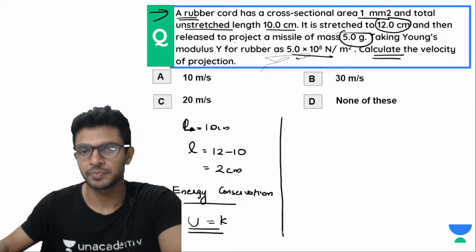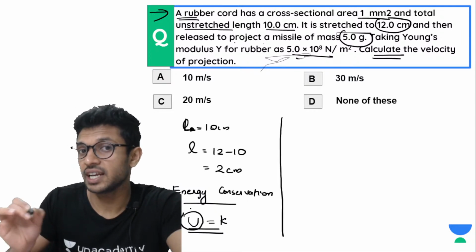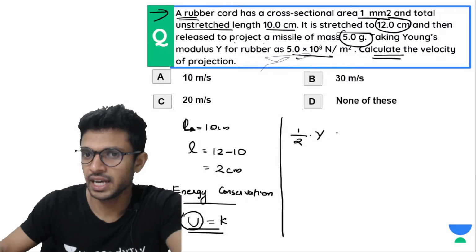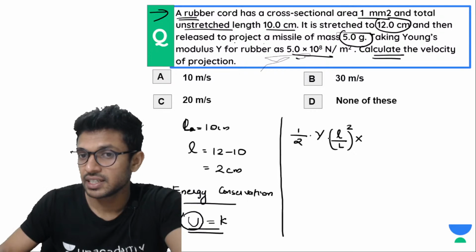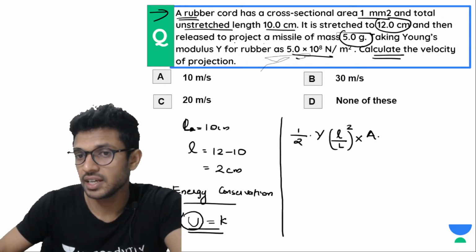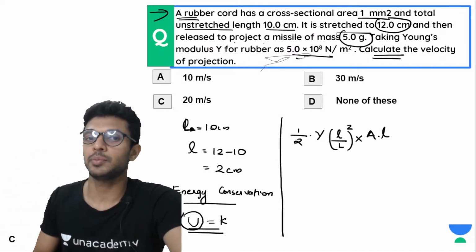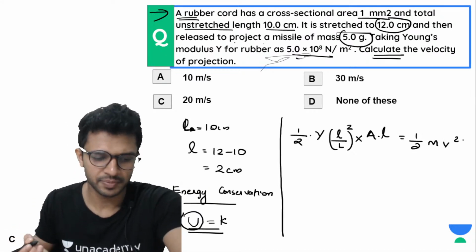Now shall we do this? It's a small one. Tell me, what is the formula for potential energy stored in a stretched string? Half, Young's modulus, into the square of the strain, that is small l by capital L, the whole square, into, this is the energy density. Now you have to multiply it with volume, area into length. Okay? So this will give you the total energy stored inside that particular stretched string. This is equal to kinetic energy, how much? Half m v square. Now simple, right?